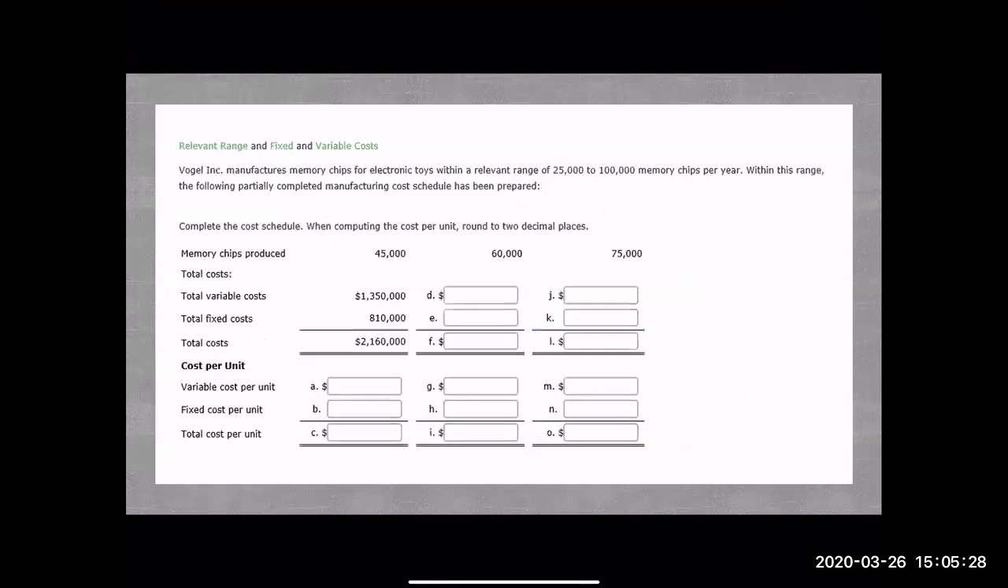All right, moving on, I thought we would do relevant range, fixed costs, and variable costs, using how you plug this in. What I'm going to do is switch to a different application so I can write in the numbers with you guys, okay? Give me a second.